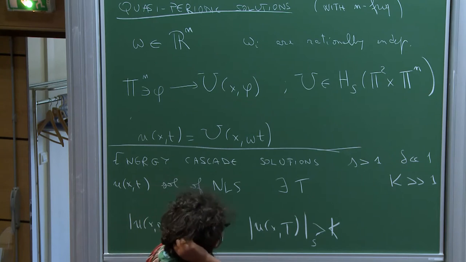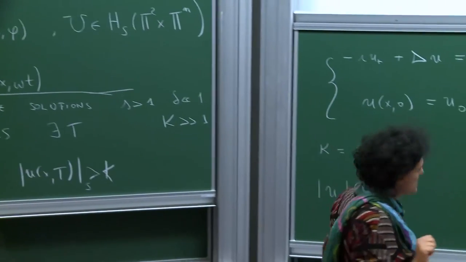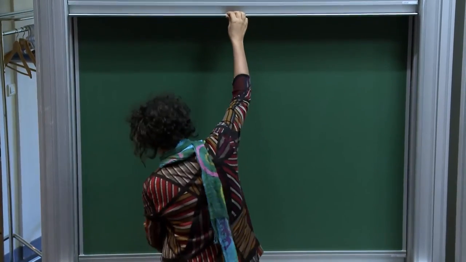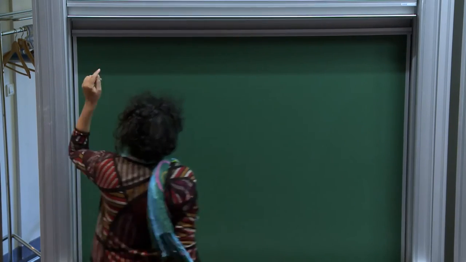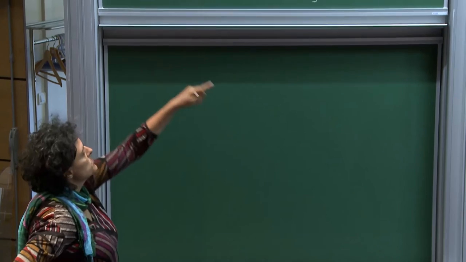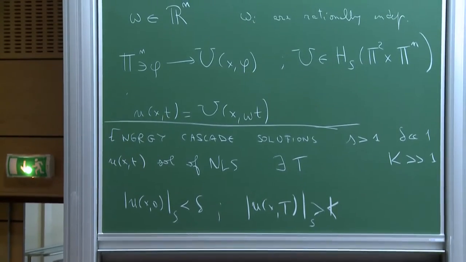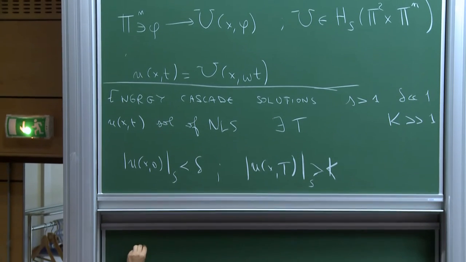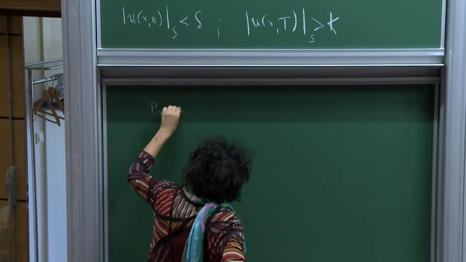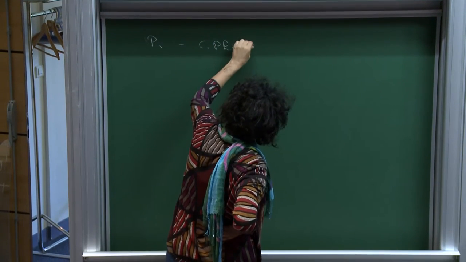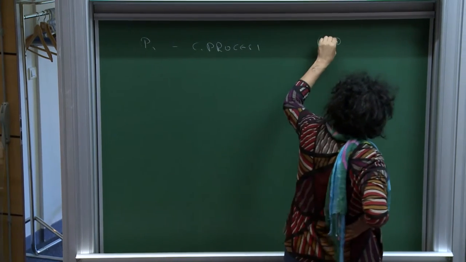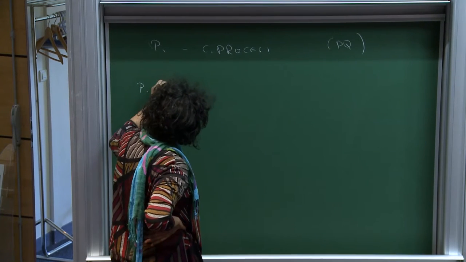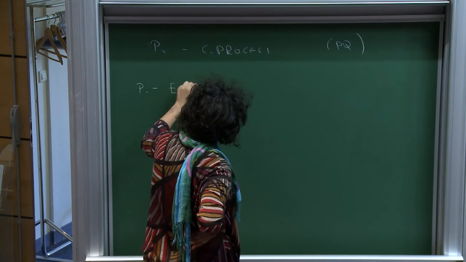But what did I want to say? The works I am referring to, I will have to erase this pretty quickly. If you want to consider any p, so not necessarily the cubic NLS, then the result above was done by myself, with my father, Claudio Procesi. This is the quasi-periodic solutions. And then the second result is a collaboration with Emanuele Haus and Marcel Guardia.